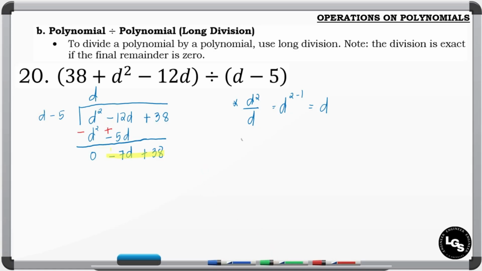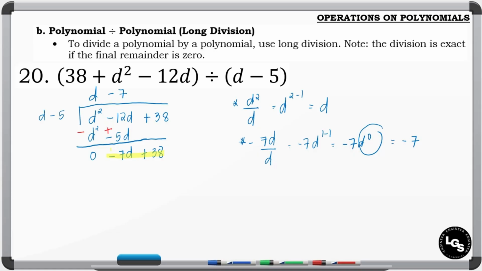So if we write that, it's like negative 7d divided by d. By the index law, this will become negative 7d to the power of 1 minus 1. So this is negative 7d raised to 0. And any variable raised to 0 is equal to 1. So meaning, negative 7d divided by d is equal to negative 7. So we will write that here.